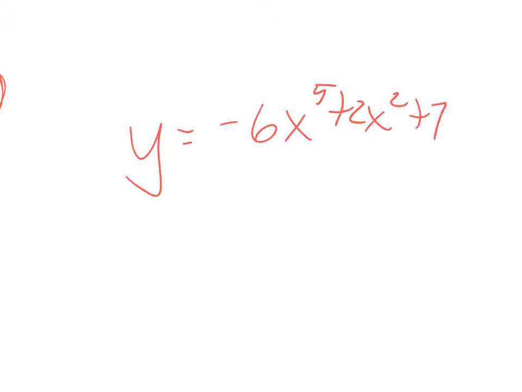So if I give you just this, you should be able to tell me two things. The y-intercept is where x is 0, so what's the y-intercept? 7. And what is the right side of the graph doing? It's going down because of that.